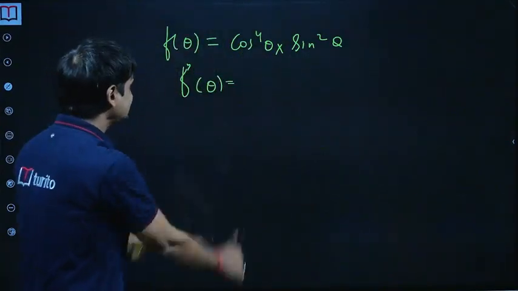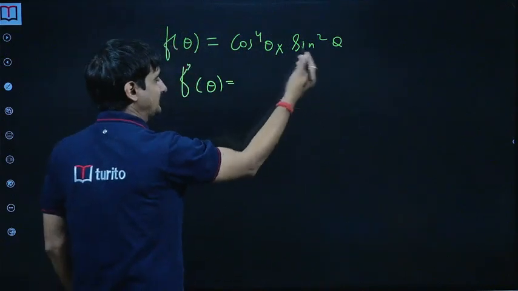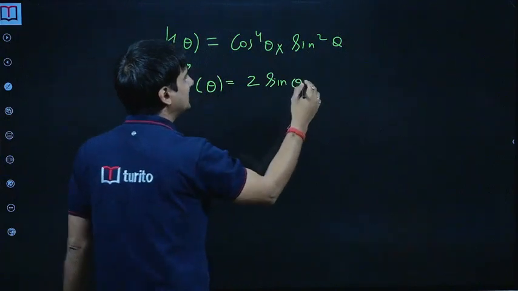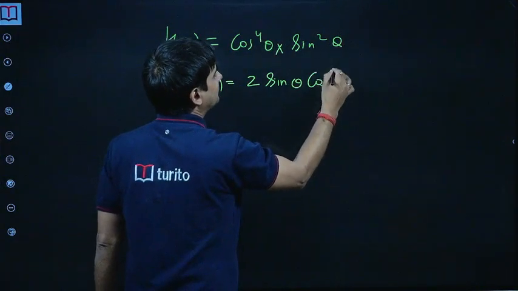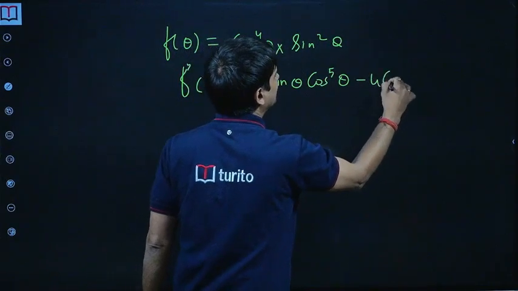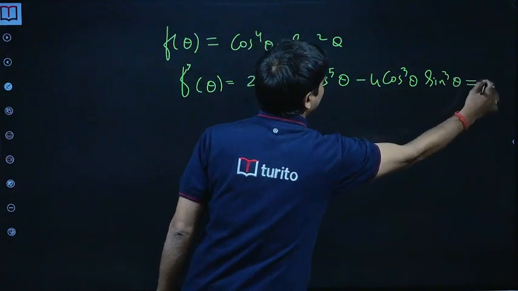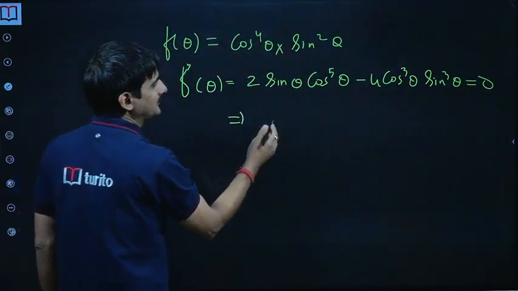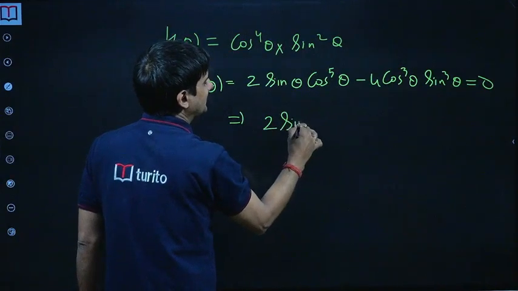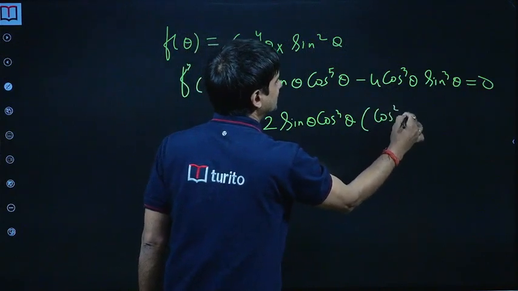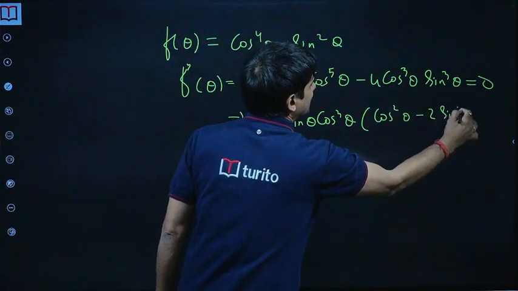But anyways, if I simply differentiate it, it will be 2 sin theta cos raised to the power 5 theta minus 4 cos cube theta into sin cube theta, isn't that so? And then equate it to 0. Whatever you get common, take it out. So it will be 2 sin theta cos cube theta, I believe, into cos square theta minus 2 sin square theta equal to 0.